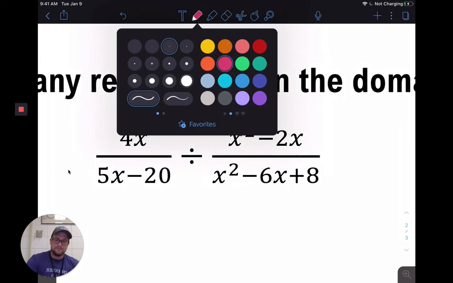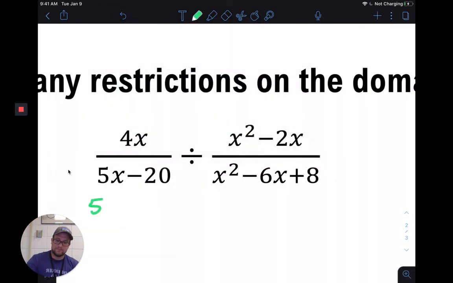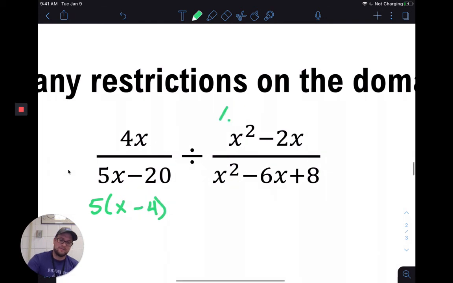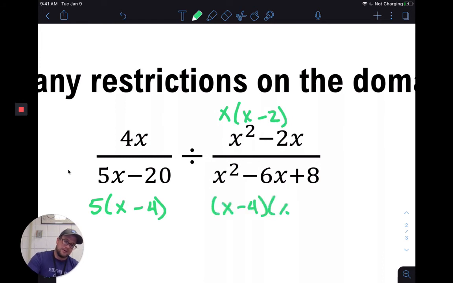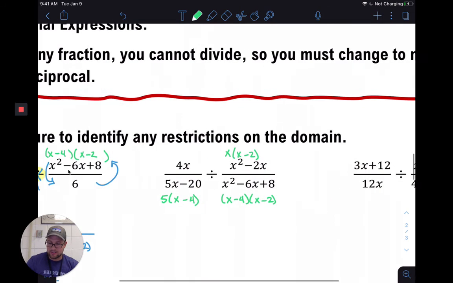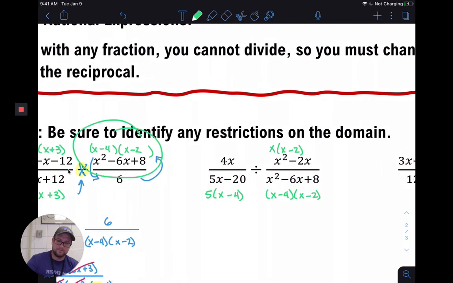Step 1, factor. Pull a 5 out of both of these, I'll get an x minus 4. Top can't be factored. Pull an x out of both of these, I'd get an x minus 2. Looking at the bottom, actually I think we factored this already, we get an x minus 4 and an x minus 2. I think that was the same we saw in this problem over here.